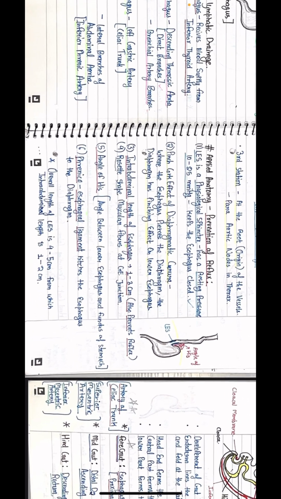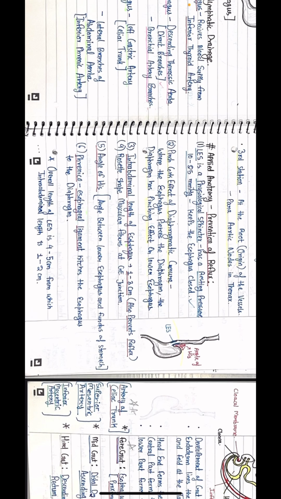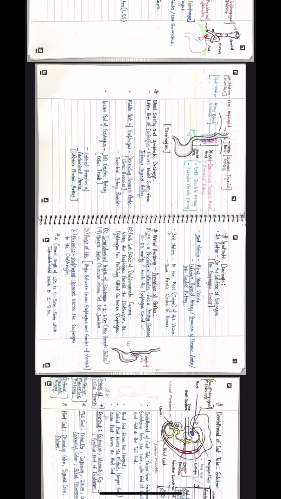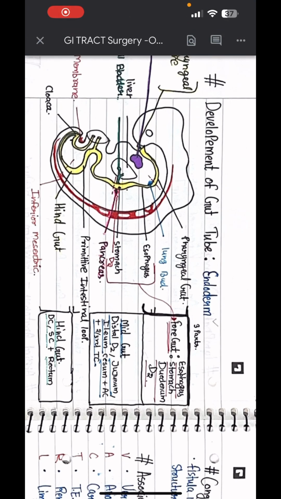This will be some 1 to 2 centimeters, and the rest will be above the diaphragm, which will be in the thoracic cavity. Let's go next.